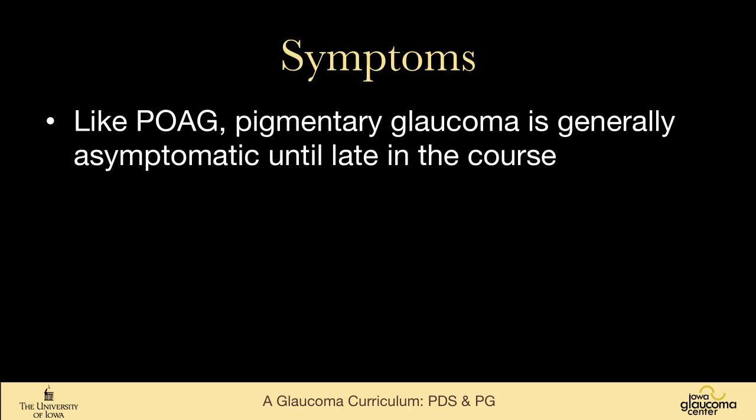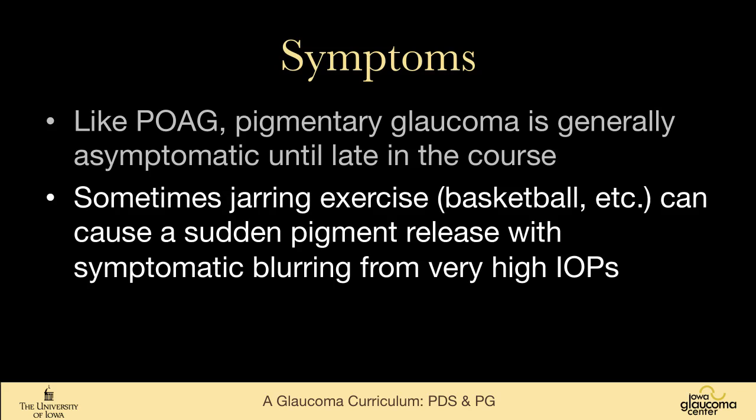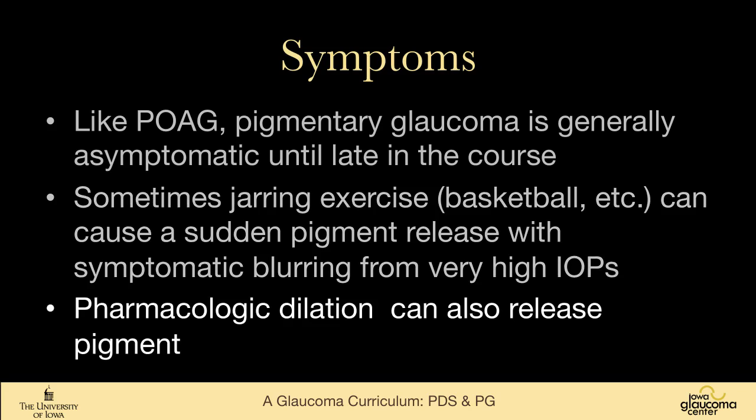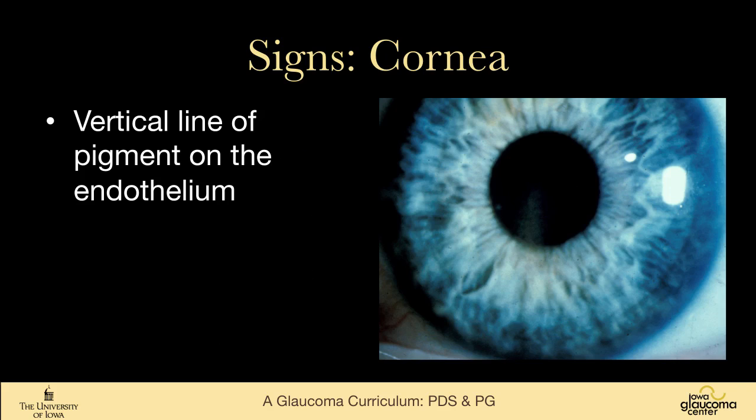Like primary open-angle glaucoma, pigmentary glaucoma is generally asymptomatic until late in the course of the disease, when they have visual field loss and all the other symptoms that one would see in any sort of advanced glaucoma. However, sometimes in these patients, because they are young and often active, very jarring exercise like basketball, volleyball, racquetball can cause a sudden pigment release with symptomatic blurring from very high intraocular pressures. Pharmacologic dilation can also release pigment and cause the pressure to go up. So it's a photogenic disease.